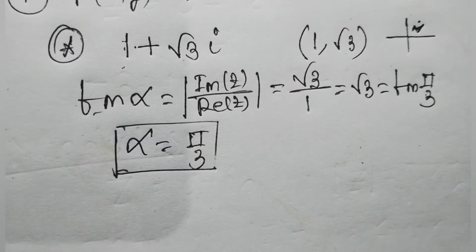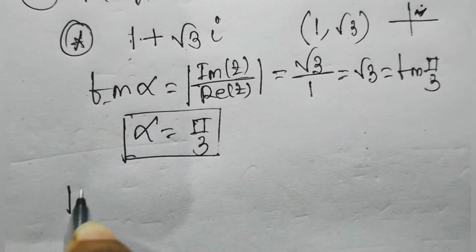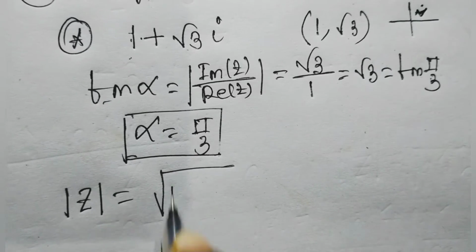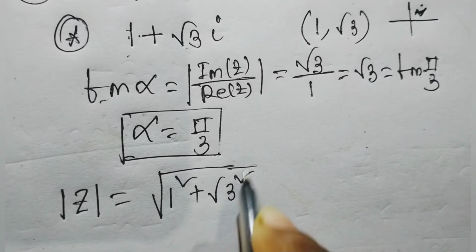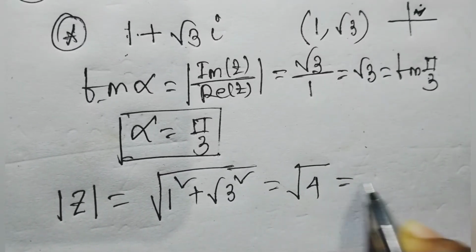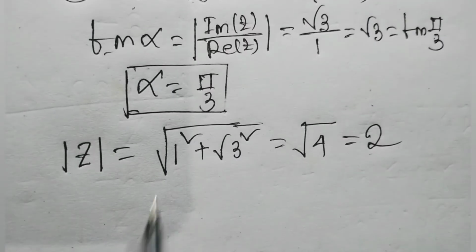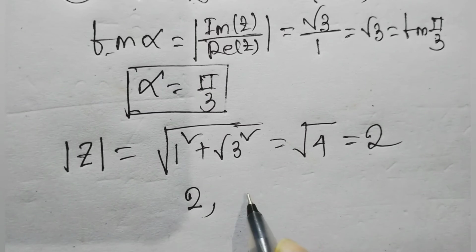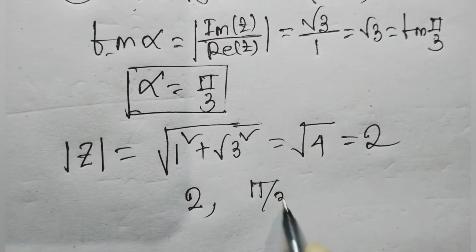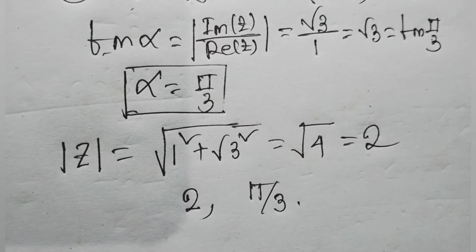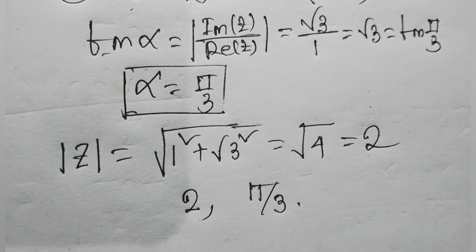And now we have to find the modulus, and you know how to find the modulus. Mod z is equal to root over 1 square plus root 3 square, that means root 4, and that's 2. So the modulus of z is 2. So our answer is 2 and pi by 3. Is it clear to everyone? Now try to solve another question.